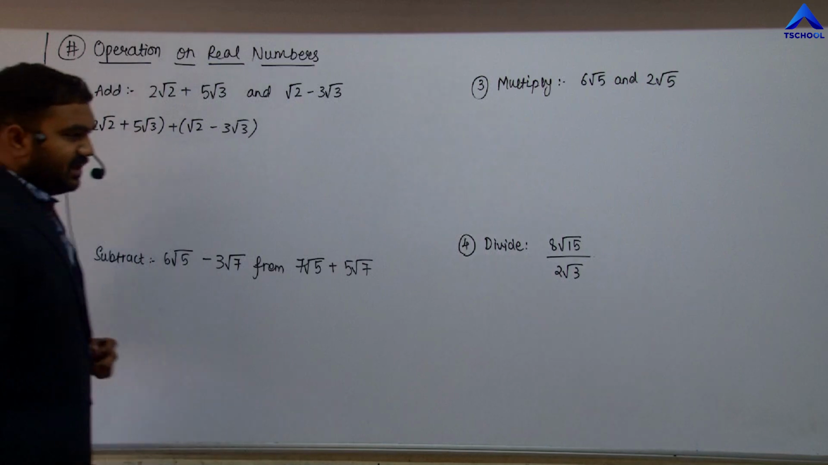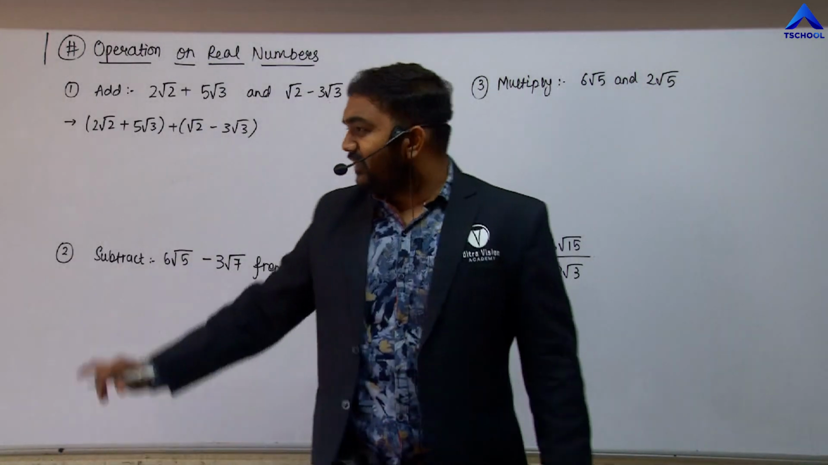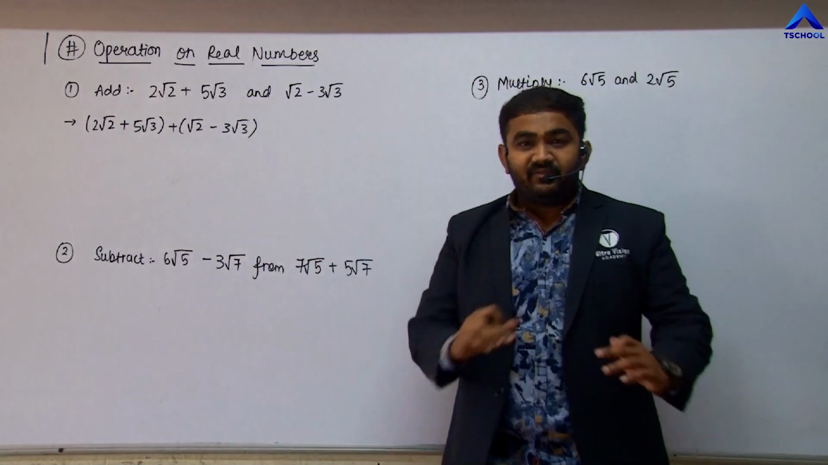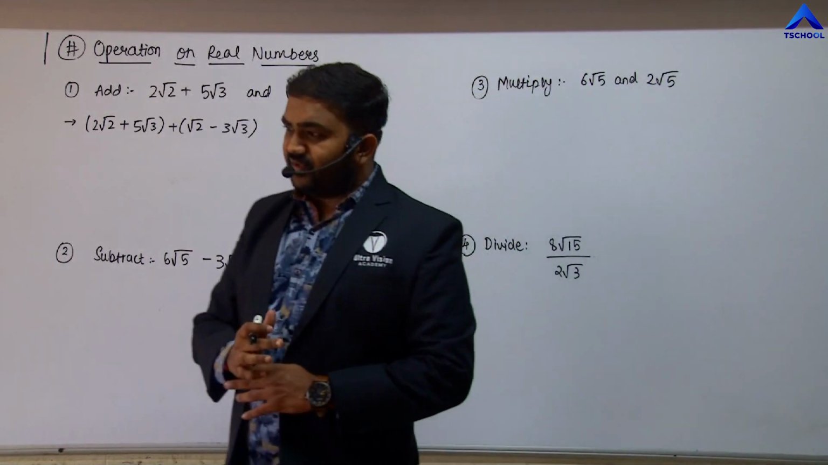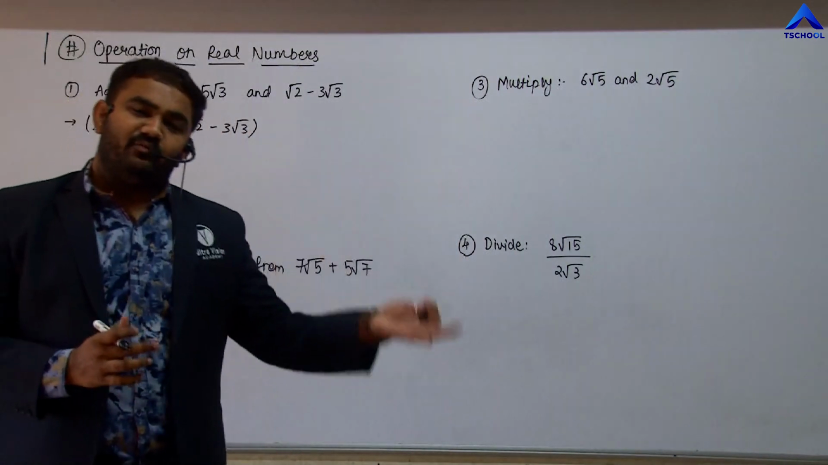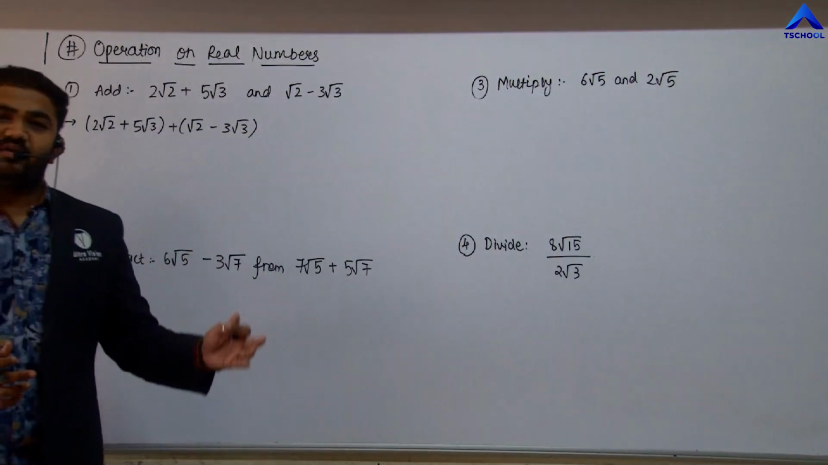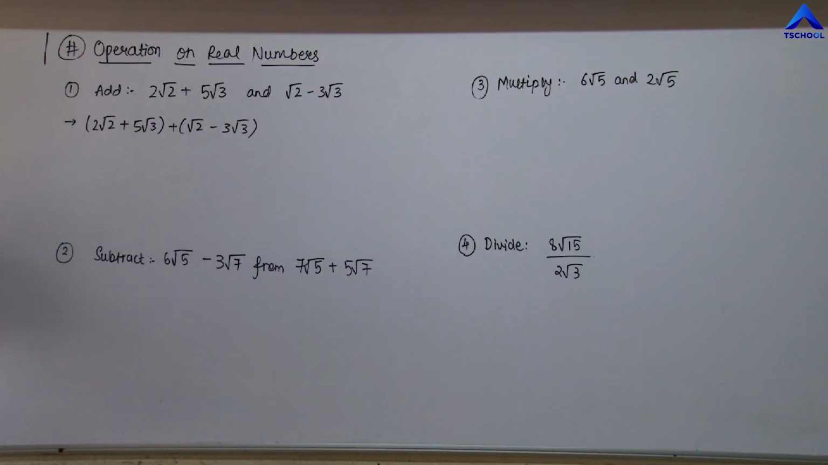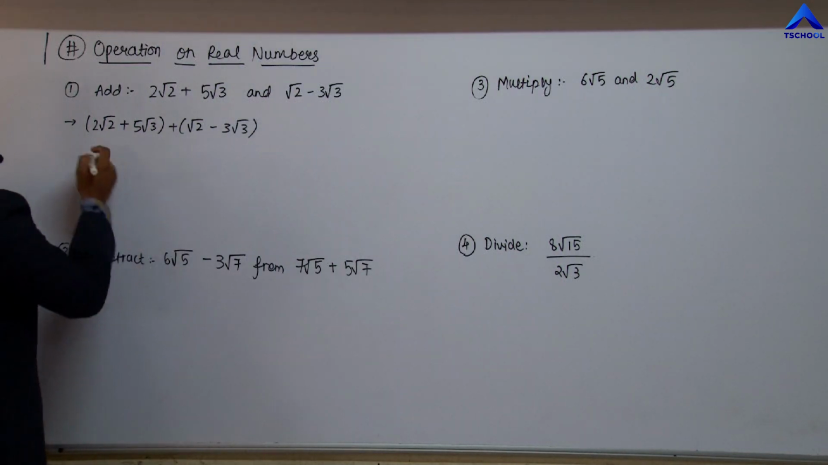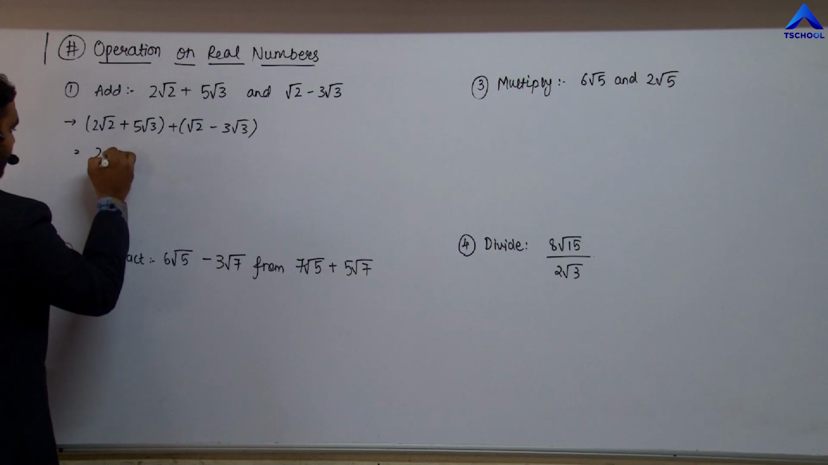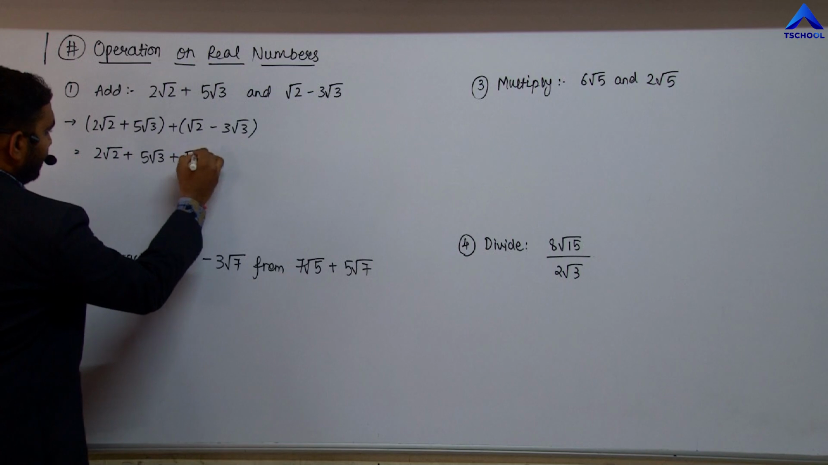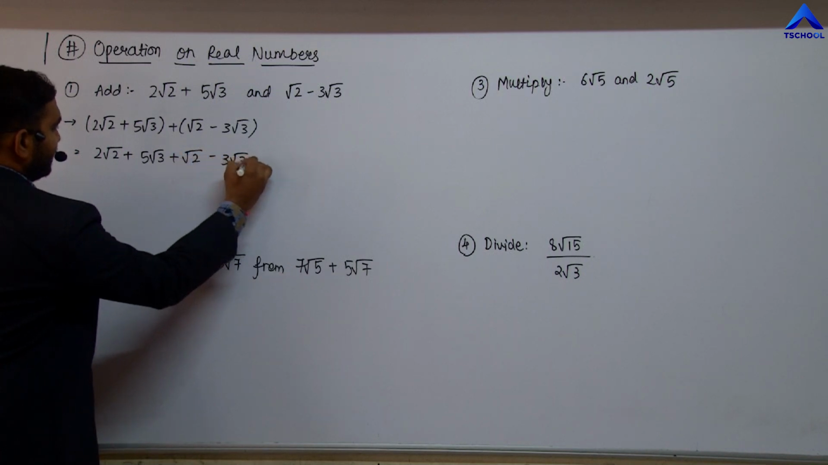Note that friends, if I had a subtraction, that means the minus sign here, then the sign of all the numbers inside the bracket would be changed. So if that is plus, that would have become minus, and if that is minus, then that would have become plus. But here, as the sign is plus, there is no need to change the sign inside the bracket. Okay, we will see this in the second example. That becomes 2 root 2 plus 5 root 3 plus root 2 minus 3 root 3.